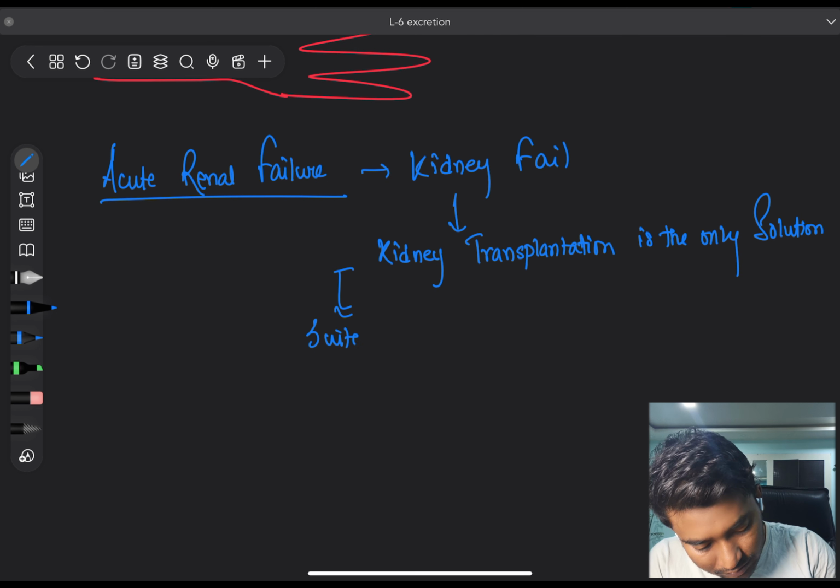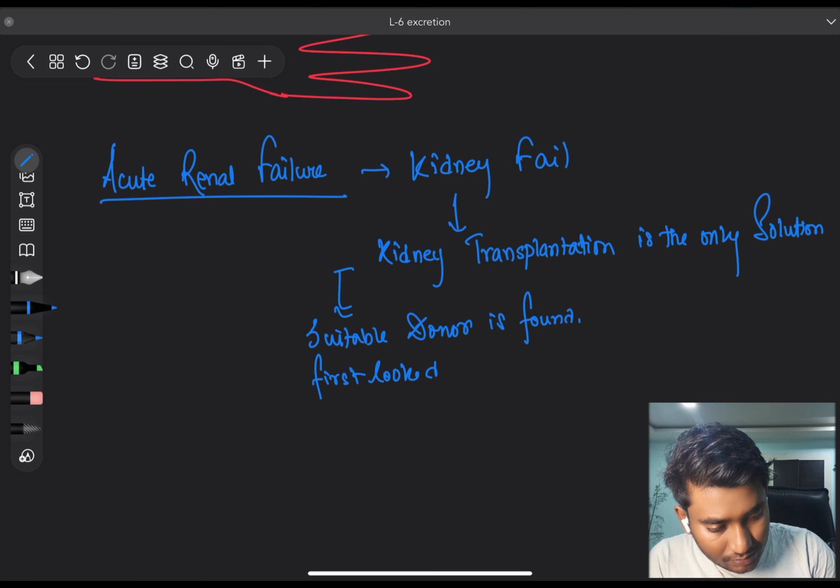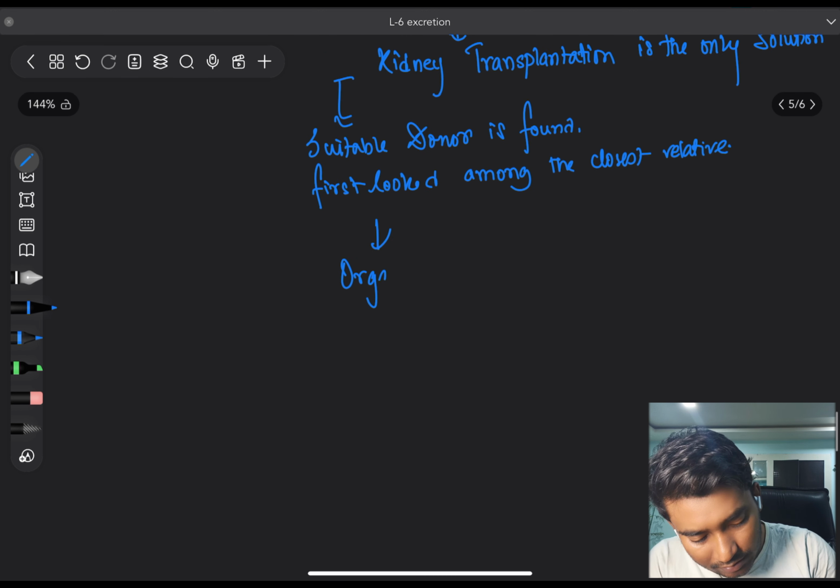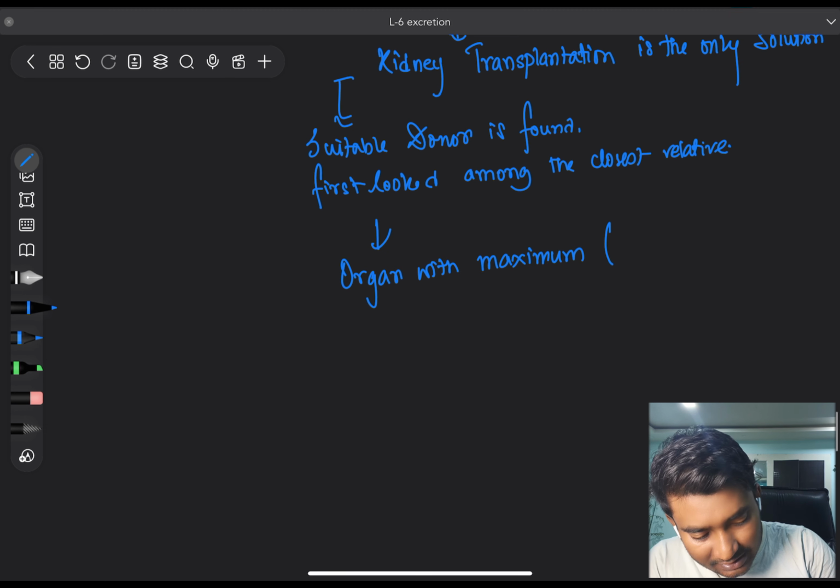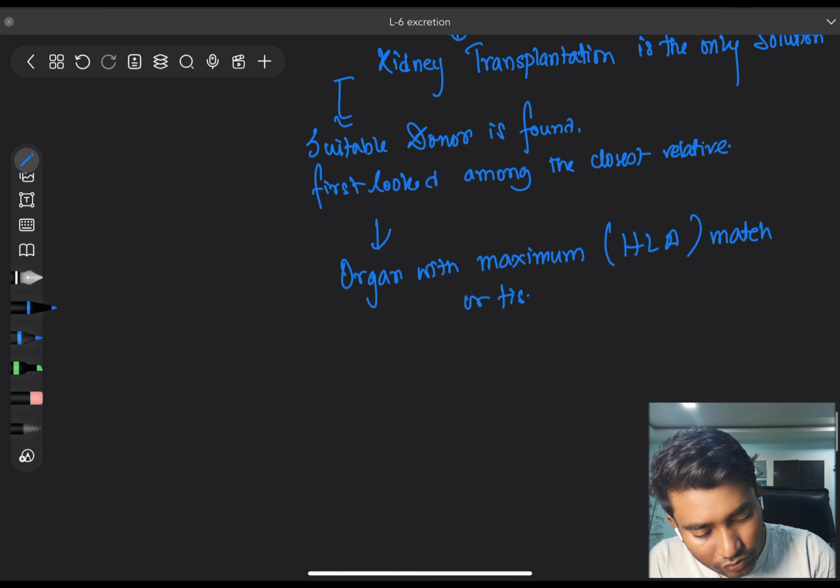A suitable donor must be found. First look among family members, the closest relatives. Next, the organ with maximum HLA match, human leukocyte antigen, or tissue matching, is selected.